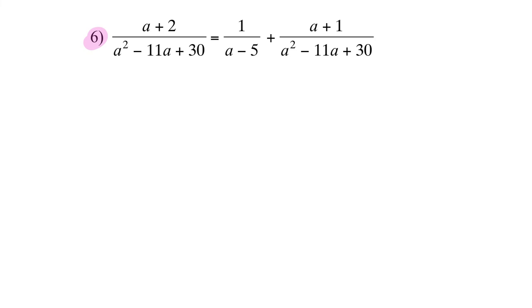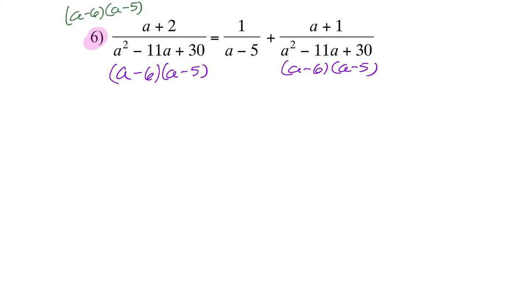Again, let's start by factoring out. So my factor here, two numbers that you multiply and give you 30, and you add and give you 11 are a minus 6, a minus 5. Then here is the same, a minus 6, a minus 5. So my common denominator here is going to be a minus 6, a minus 5. A minus 6, a minus 5, and then a minus 6, a minus 5. This is going to cancel out. The a minus 5 is going to cancel out, and then this is going to cancel out.